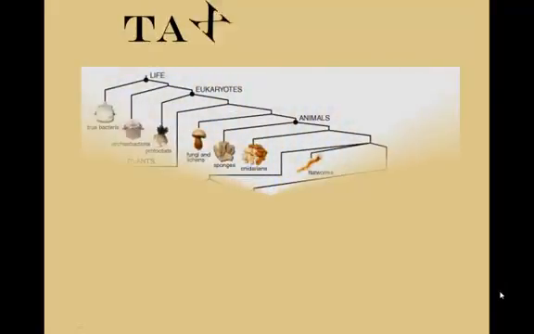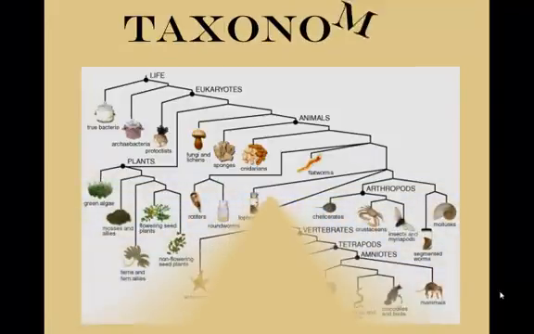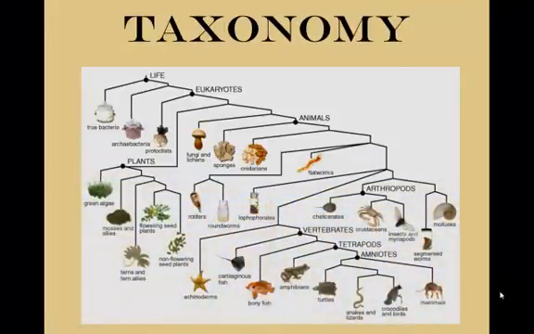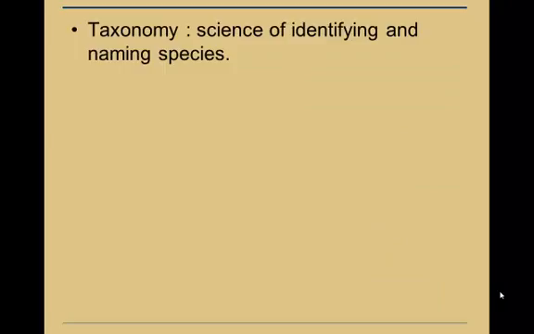And taxonomy is, of course, a necessary endeavor. After we have the evolution of millions of species on the planet, one of the tasks that falls to biological scientists is to figure out what the relationship of these many species are to one another. And that's one of the things that taxonomy does. Taxonomy may be defined as a science of identifying and naming species.